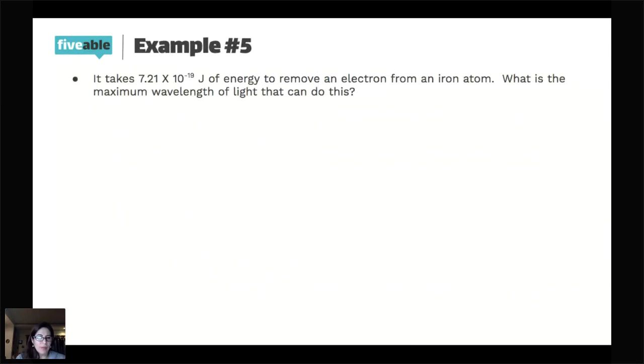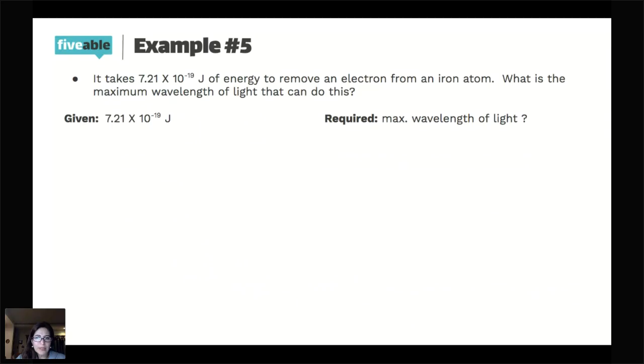Okay, this is one problem. Let's take a look at it. It says it takes 7.21 times 10 to the negative 19 joules of energy to remove an electron from an iron atom. What's the maximum wavelength of light that can do this? So we organize our data.